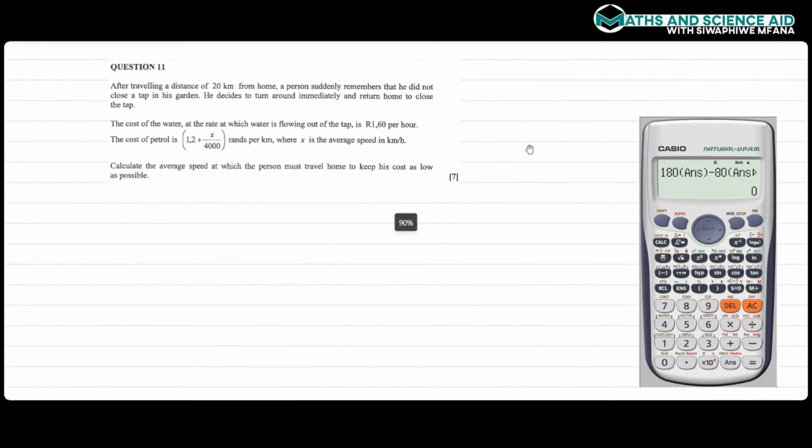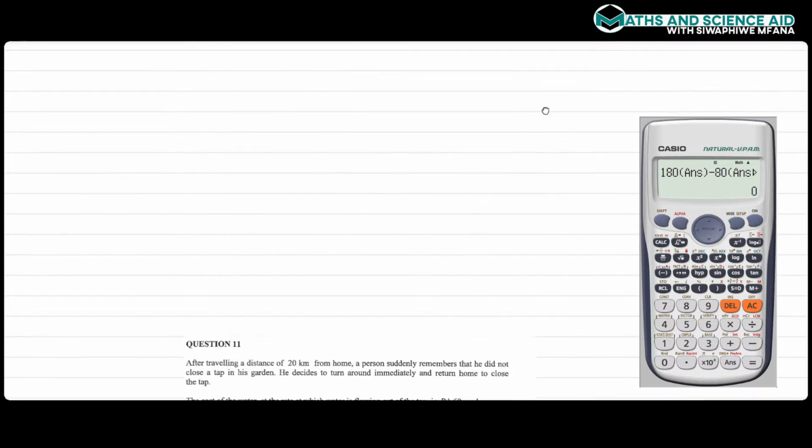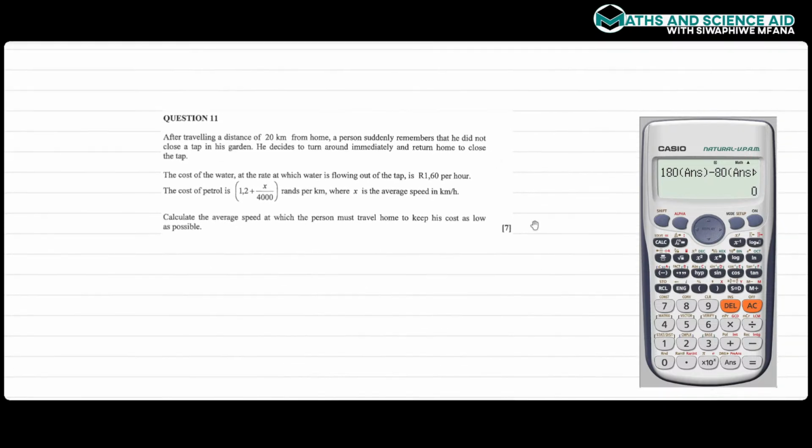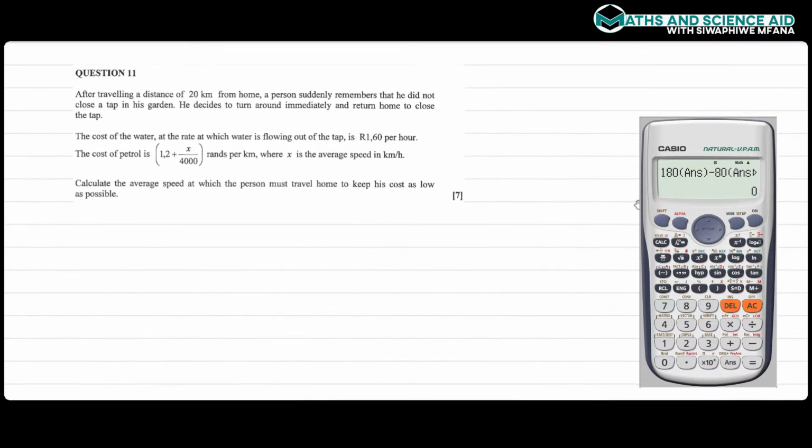So this one, it's quite interesting. It's from 2022, I think. Oh, 2021, November 2021. It's another interesting question, but it's very similar to the one we have just gone through. After traveling a distance of 20 kilometers from home, a person suddenly remembers that he did not close a tap in his garden. He decides to turn around immediately and return home to close it.